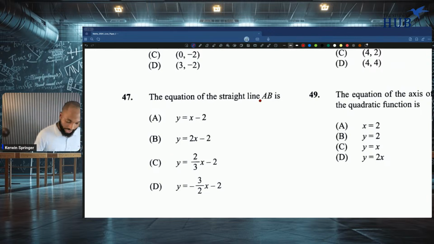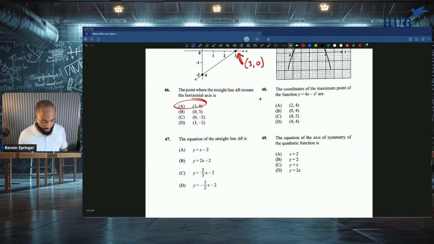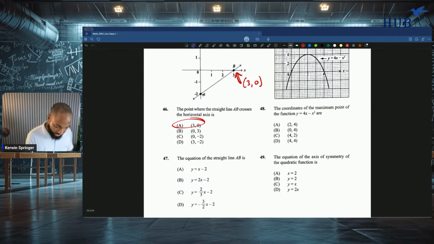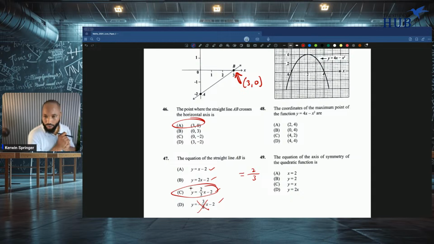The equation of the straight line AB. Who is AB? Up here. The y-intercept is -2. So good. The gradient is positive, so you're wrong. Every time you go across 1... I went across 3, but I went up 2. So the gradient is 2/3. C is the answer. C is the answer.